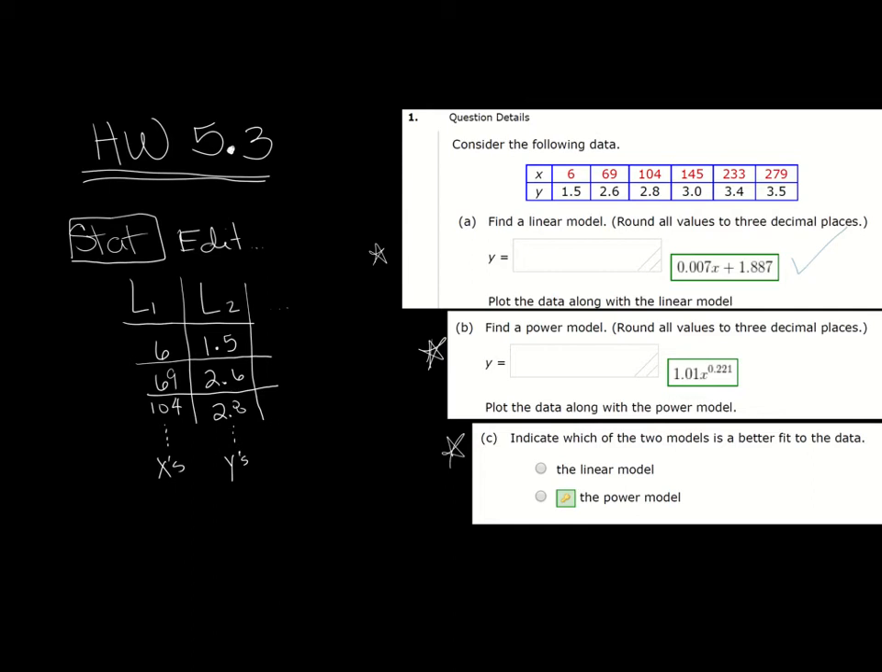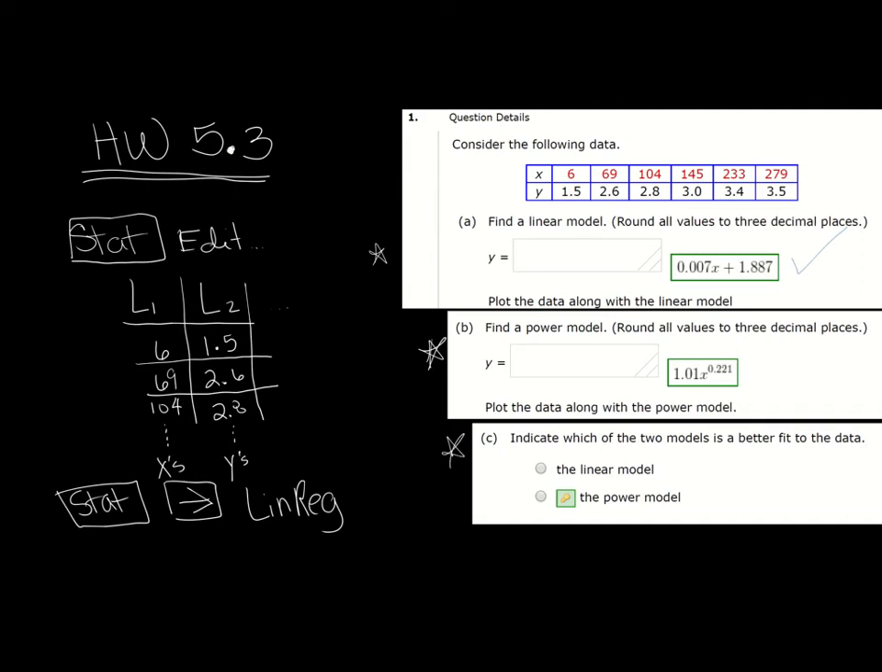We need to go to the calculation menu. So you're going to hit stat. We need to do some statistical calculations. You're going to hit the arrow that heads to the right because we need to get away from the edit menu and into the calc menu. In my calculator, it's option 4. We're going to select LinReg, which stands for linear regression, ax plus b.